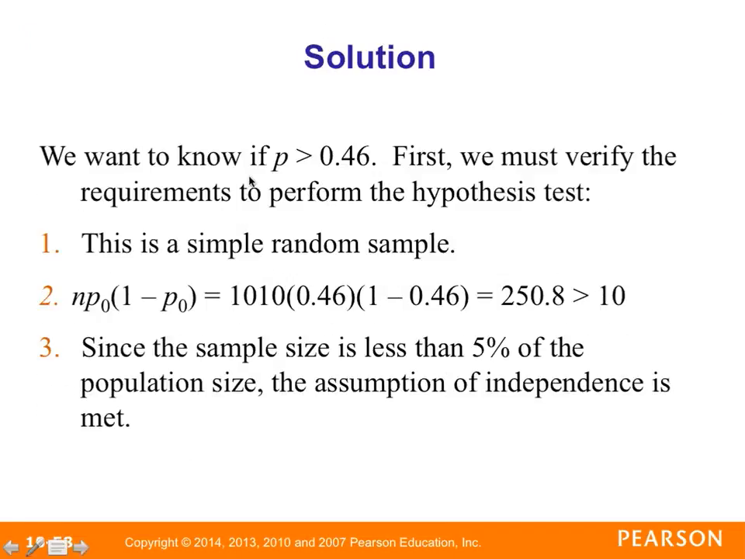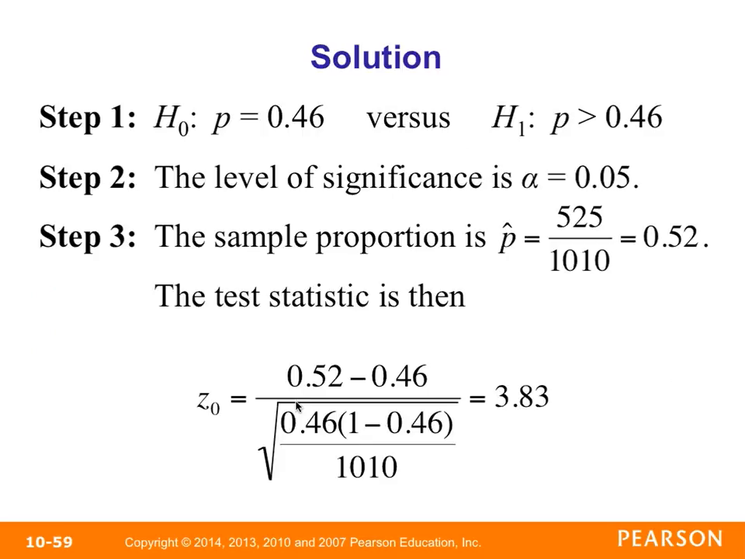So first, what we're trying to figure out is if p is greater than 0.46. So if we want to test this, we have to make sure that it fits the requirements. It's a simple random sample, which is good. And then taking n times p times 1 minus p gives us 250.8, which is greater than 10. And the sample size is less than 5% of the population size, so we can assume independence.